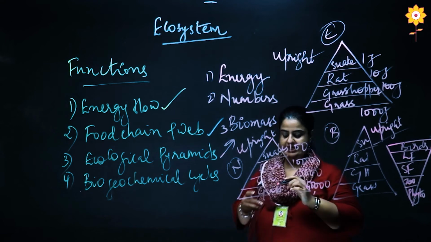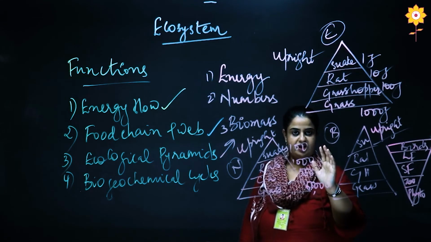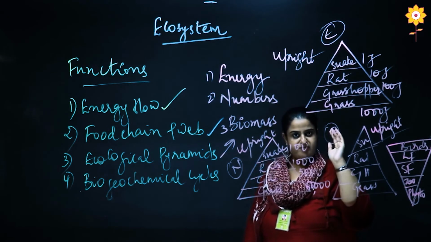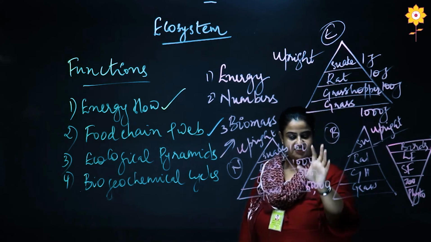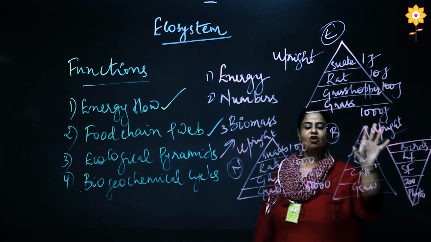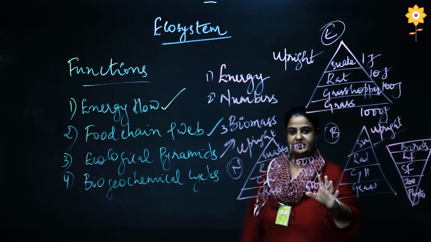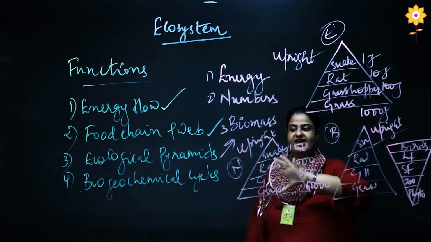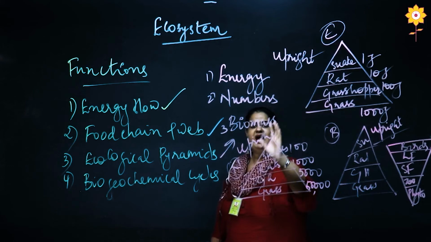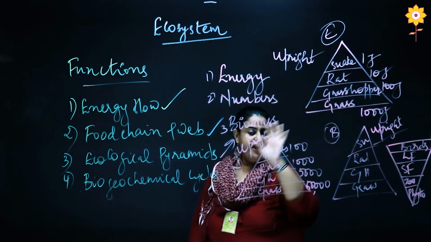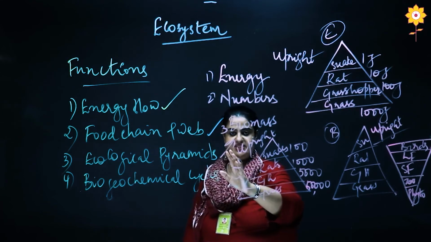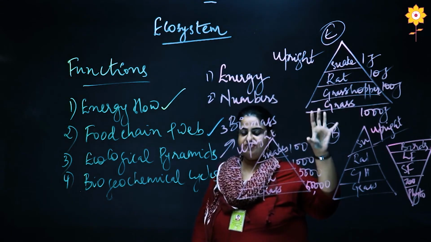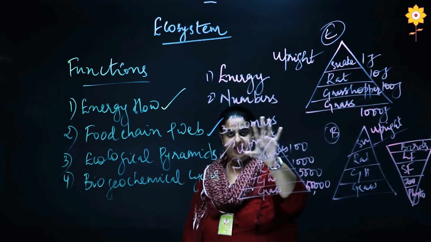In all the other cases, the pyramid is always upright in nature, because higher we go, lower will be the energy, higher we go, lower will be the number, higher we go, lower will be the biomass in usual cases. In certain exceptional cases like aquatic ecosystem, the pyramid of biomass only will be inverted in nature, where higher we go, higher will be the biomass. This is how we explain the entire system of food chain, food web, and representing them graphically based on their ecosystem through ecological pyramids, focusing on energy, number, and biomass. I hope the idea of ecosystem and its major functions are very much clear.